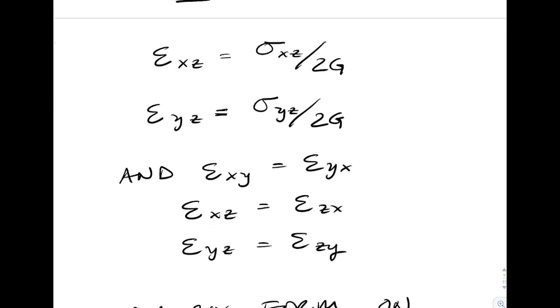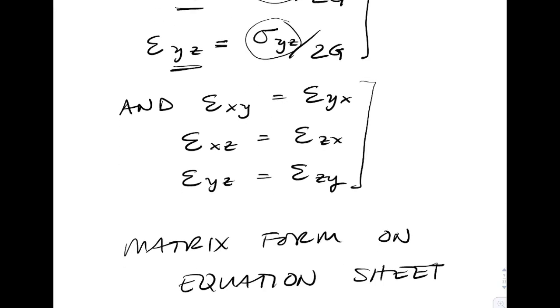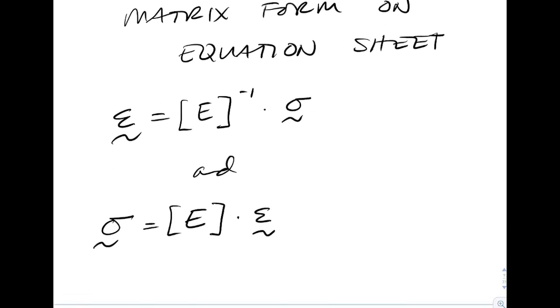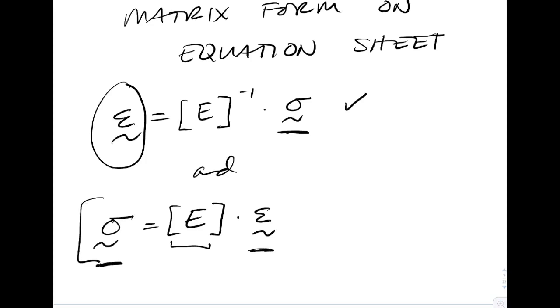So we're going to put all that together. We would have epsilon xz and yz related to the shear stress. We know that those epsilons have to be equal to each other: xy has to be equal to yx. And so in matrix form, we've got two representations. We've got strains expressed in terms of stresses, which is how we've derived it for the most part. If we were to pre-multiply each side by the E matrix, we would end up with stresses in terms of strains.